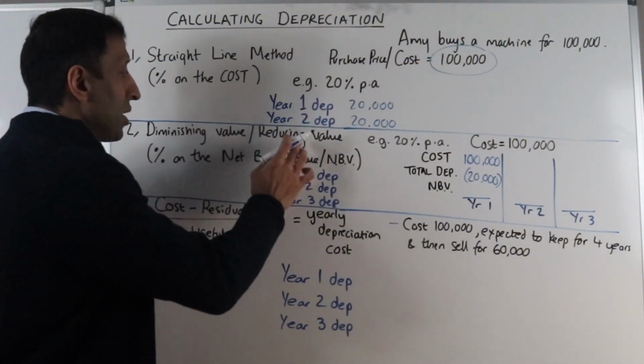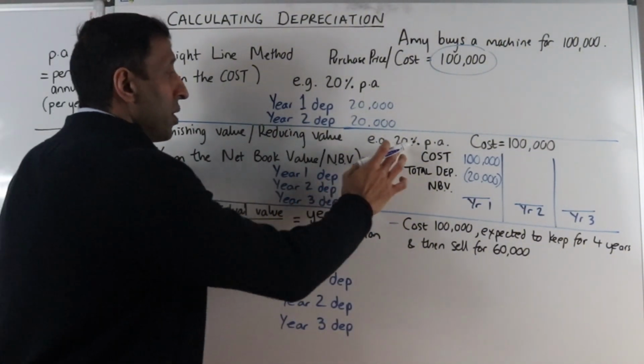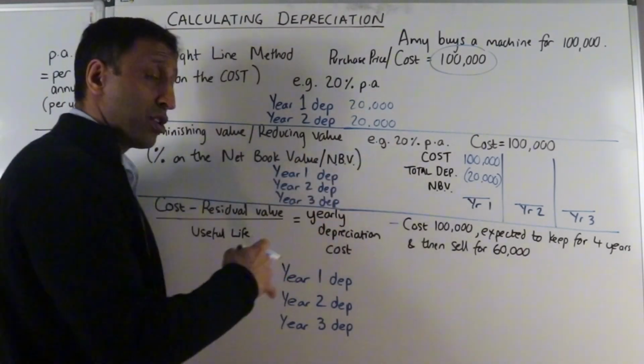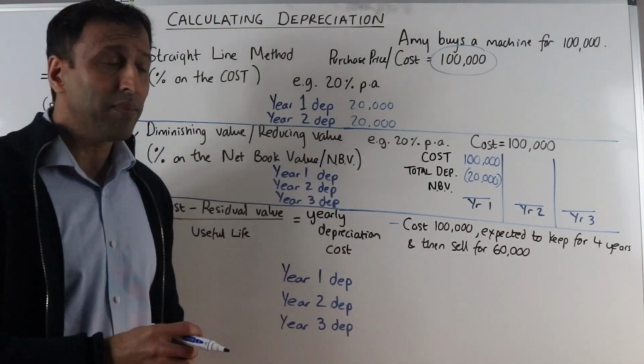If we were doing the diminishing value or reducing value method, we would do the percentage, whatever it is. In this case, we're going to assume the same 20% depreciation.